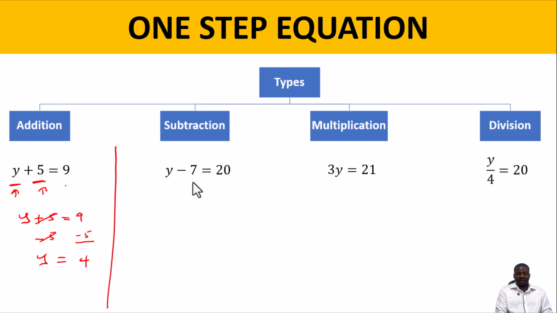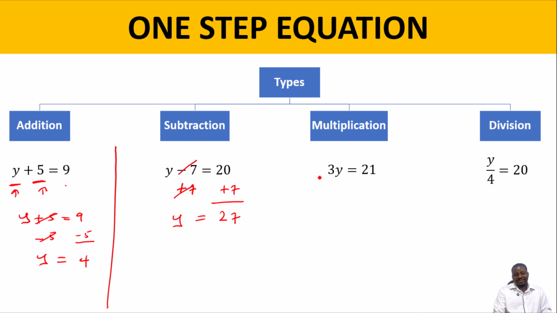In this case, we have a subtraction one-step equation. So we have subtracted something from y, and after the subtraction, we get 20. What we are going to do is the reverse operation, which is to add that 7 that we subtracted. So we have plus 7, plus 7. So minus 7 plus 7 will give you 0. So you have y equals 20 plus 7, which is 27. And we have solved that too.